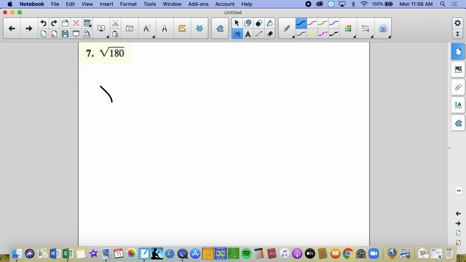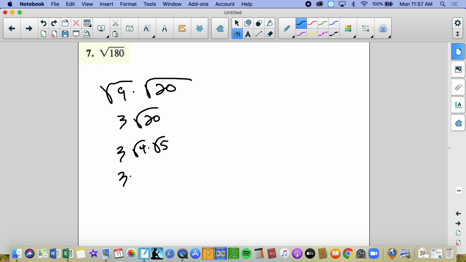So I'm looking for perfect squares within there. So I know 9 is a factor of 180, and that's going to give me 20. So I get 3 rad 20. That's going to be rad 4, rad 5. Rad 4 is 2. So 3 times 2 is 6. And rad 5 can't be simplified. We can always simplify things outside of the radical, and we can combine things inside the radical.